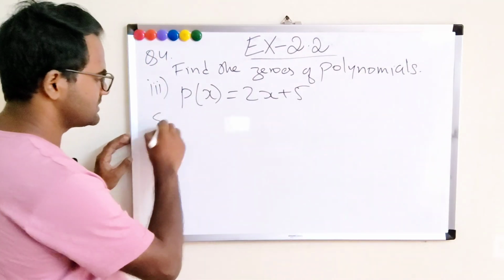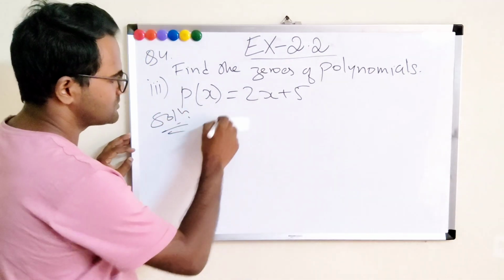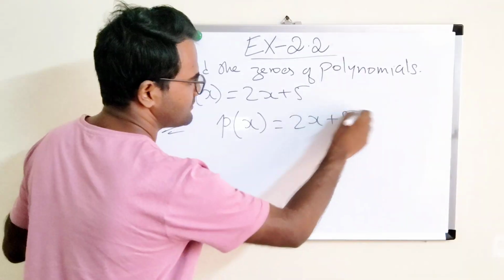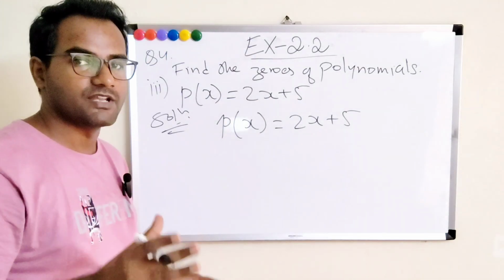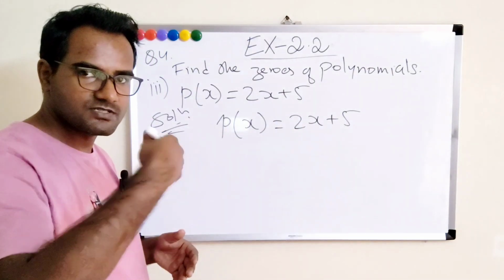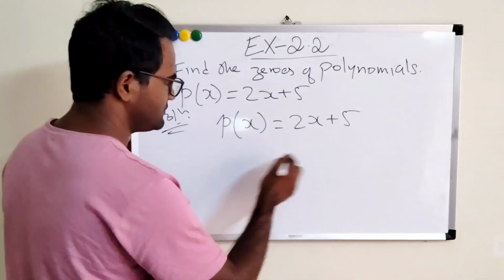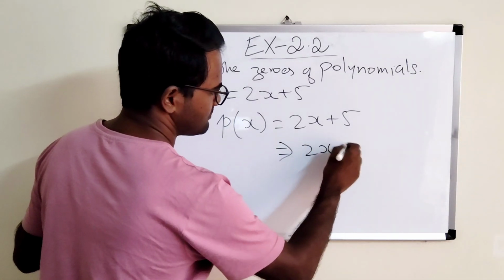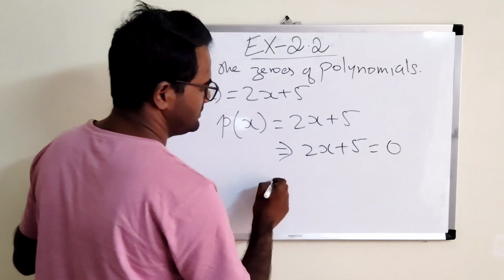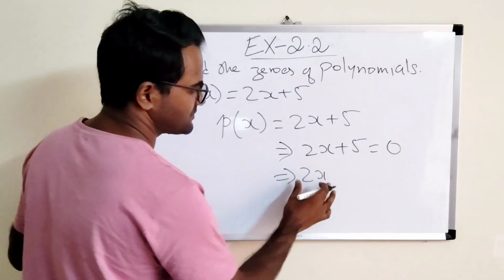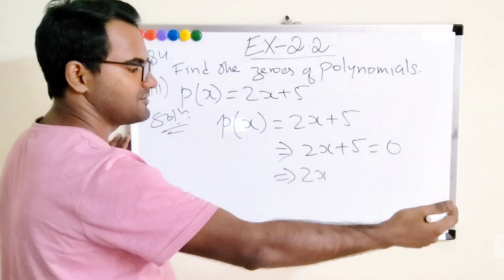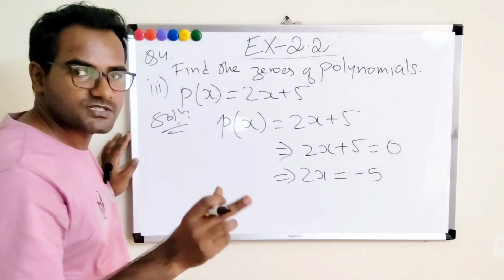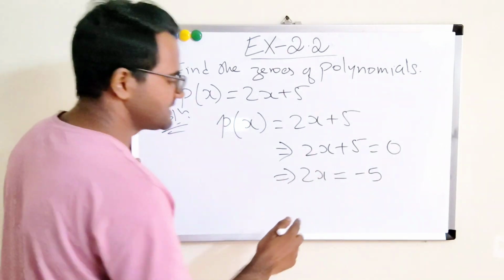So let us solve. Solution. P of x equals 2x plus 5. You see this, right? And you know that we have to keep this x towards the left hand side. So how do we solve it? Alright, 2x plus 5 is equal to 0. So 2x, we keep on the left side and we take this 5 to the right hand side, so it will become minus 5. Since it was positive, when it goes to the other side it will become negative.